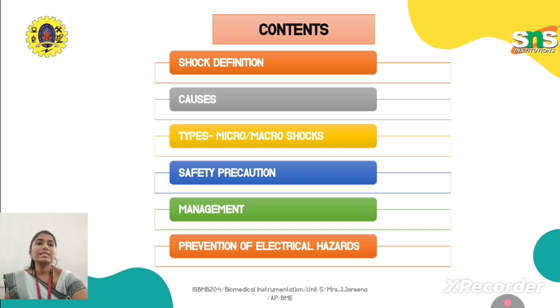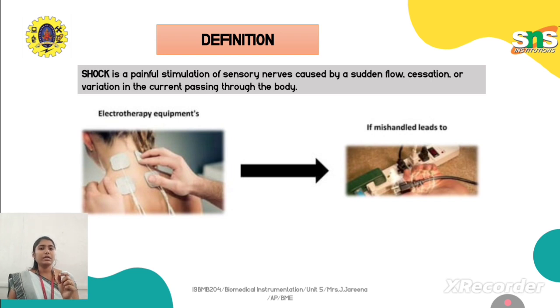Okay, so let's start with the basic definition, that is what is meant by shock. Shock is nothing but a painful stimulation of sensory nerves which is caused by a sudden flow of current. So shock happens when a sudden or unintentional flow of current passes into our body, and this current will shut down or disrupt the normal physiological functions of the body.